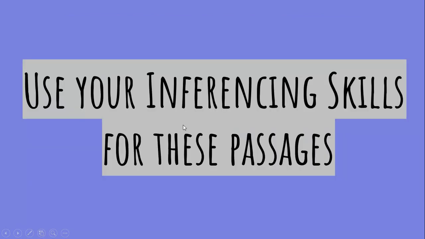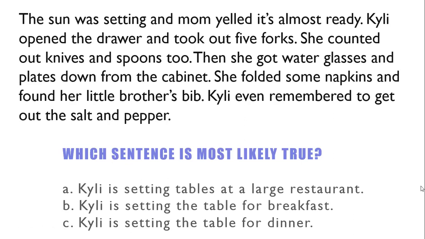Let's use your inferencing skills for these passages. The sun was setting and Mom yelled, "It's almost ready." Kylie opened the drawer and took out 5 forks. She counted out knives and spoons too. Then she got water glasses and plates down from the cabinet. She folded some napkins and found her little brother's bib. Kylie even remembered to get out the salt and pepper. Which sentence is most likely true? A. Kylie is setting tables at a large restaurant. B. Kylie is setting the table for breakfast. C. Kylie is setting the table for dinner.